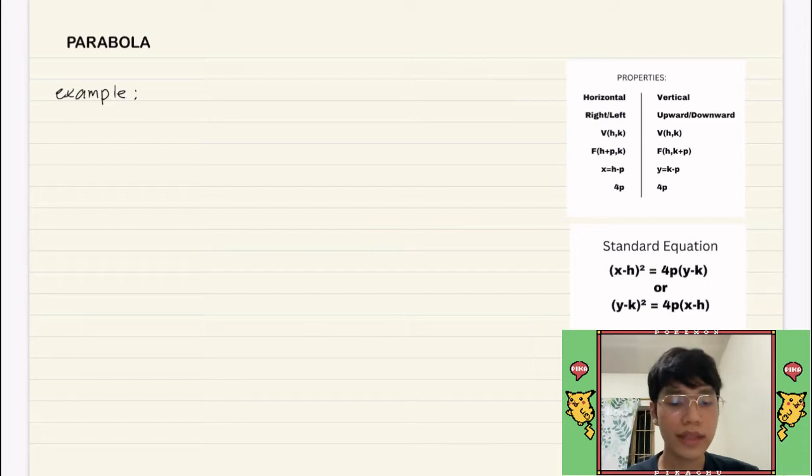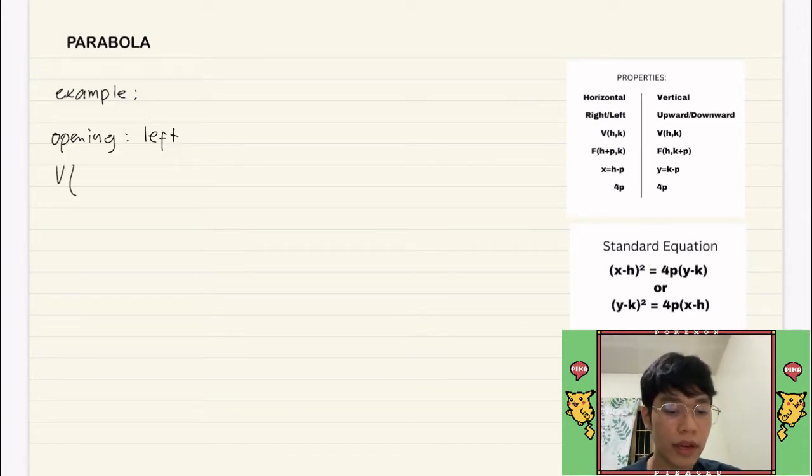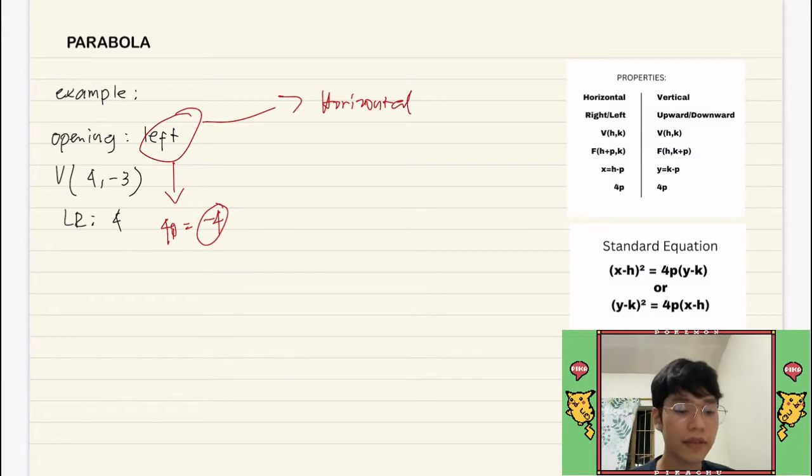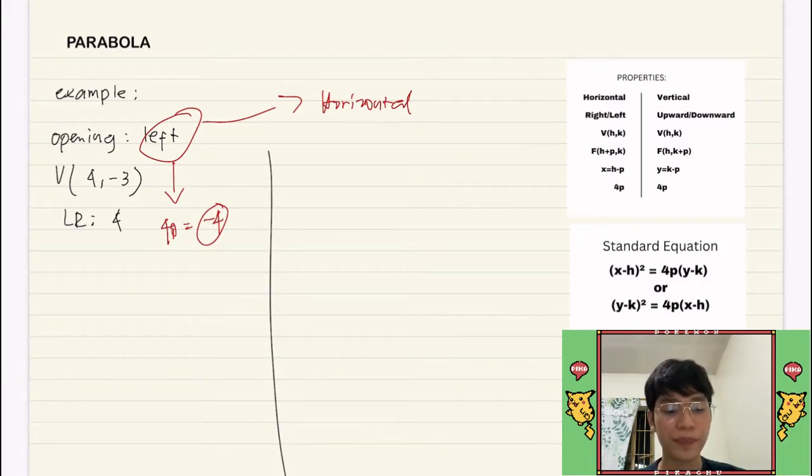So let's have one last example. The given here is: opening left, vertex is (4, -3), latus rectum is 4. Given that the opening is left, it is horizontal. And by horizontal, right is positive and left is negative. So since the given is left, the 4p is negative. So now let's solve for the equation.